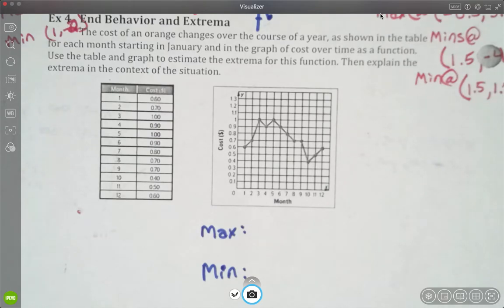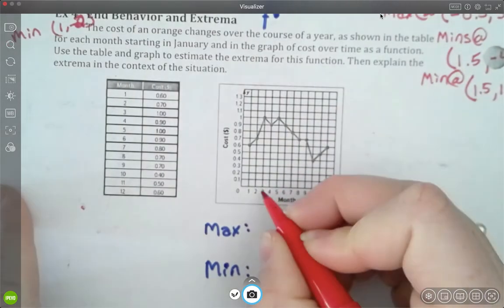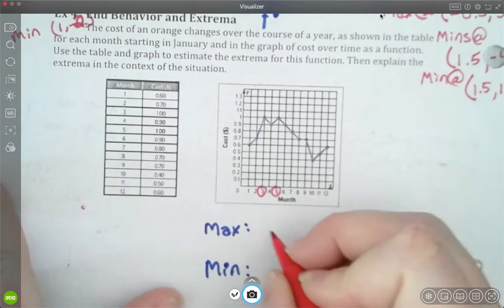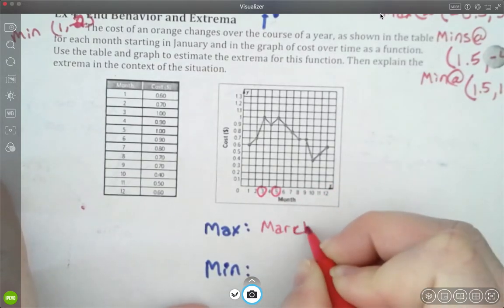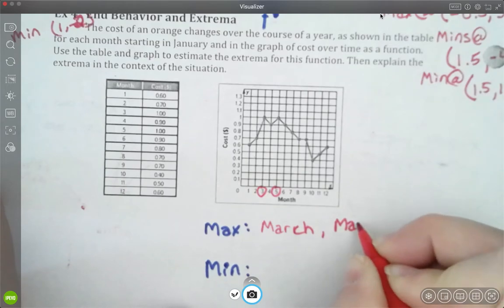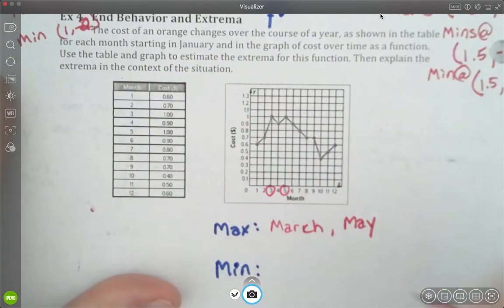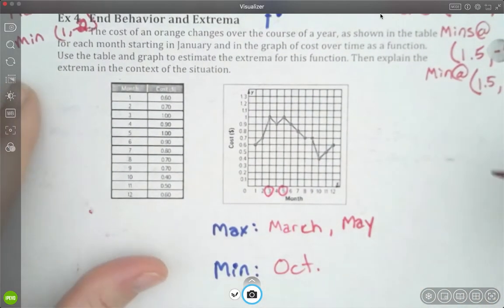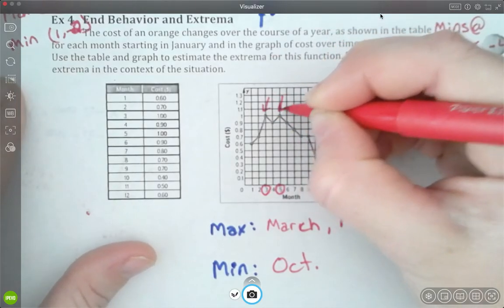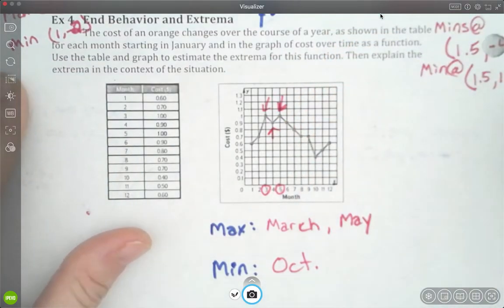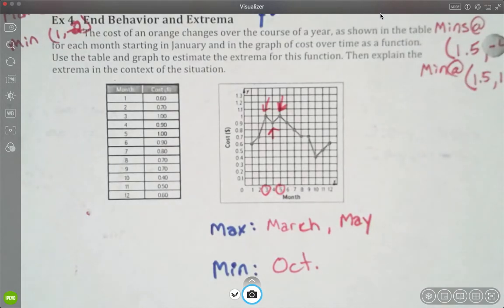March and 5, which is May, right? These 2 months, 3 and 5, we do not want to buy oranges. March and May. No, that's bad. Okay, when do we want to buy? October. Now, if you're really starving for oranges, like in the months of March and May, you might as well buy some here in April because it does kind of dip a little bit. But I'm not going to put that down as a minimum because we definitely for sure want to buy in October, right? Stock up in October.